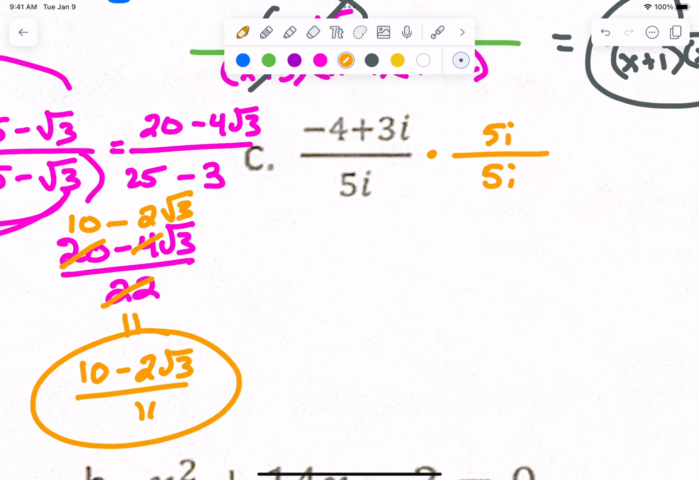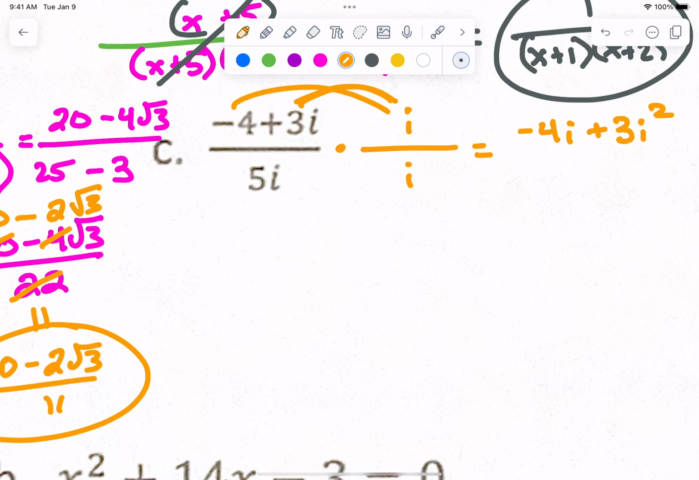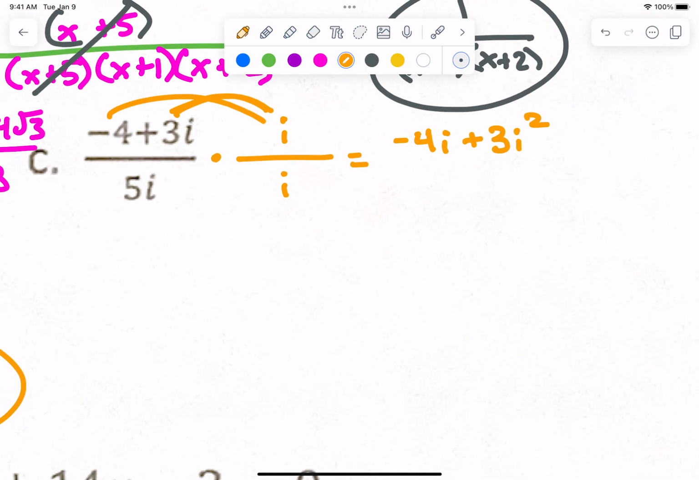You want to just do I? Yes. We don't care about having the 5 on the top. We could just do I. Taking it times I. Sure. That'll make it nice. I over I. Okay. All right. Now let's distribute him. What's negative 4 times I? Negative 4i. What's 3i times I? Negative 3i squared. Okay, and we said i squared.